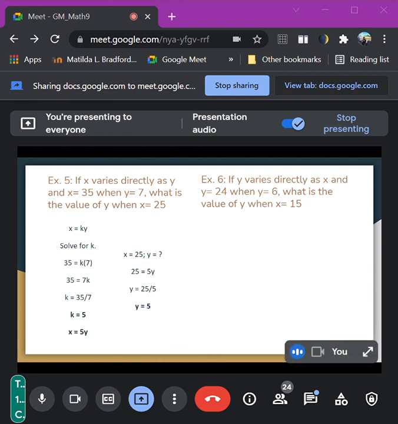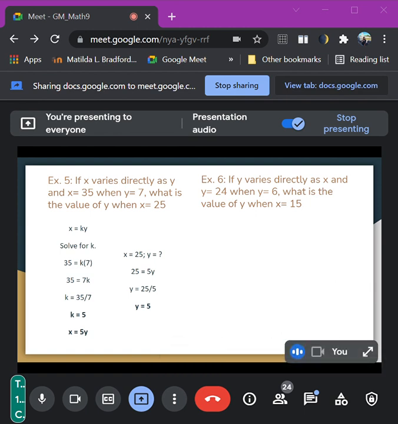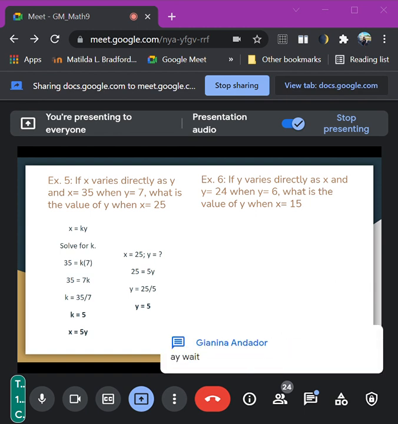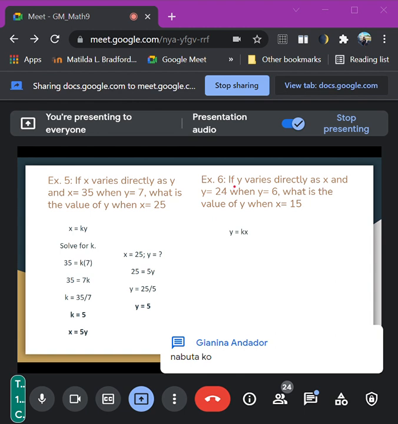If y varies directly as x and y is equals to 24 when x is equals to 6, what is the value of y when x is 15? Okay, how are we going to write the equation here? We have, tanawa na ang letters ha, you have there if y varies directly as x. Okay, very good. So, you have there, y is equals to k times x. Remember, y ang una diri class.